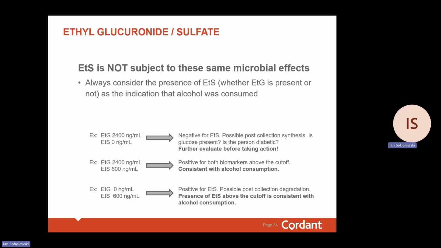You chat with the donor. Are you diabetic? Have you been diagnosed with diabetes? Did you have a UTI at the time of this test? Things like that. The next example would be, we have a high level of ETG and we have a good level of ETS. Because of that level of ETS, we can say that this is consistent with alcohol consumption. And then finally, we have no ETG, but we have a level of ETS. Because of that level of ETS above the cutoff, this would be also consistent with alcohol consumption.